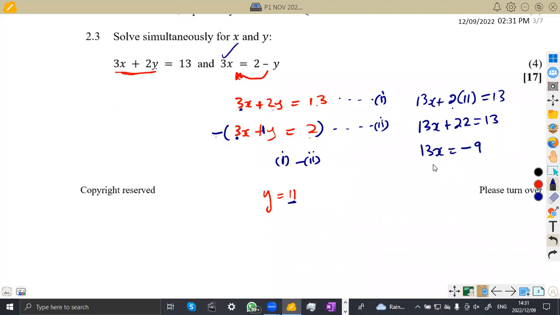So we can divide by 3. Where am I having 13x? This is 3x, not 13. I hope someone saw this part and asked where the 13 is coming from. That's the 3x there. So x is equivalent to -9 divided by 3, that is -3. So this is 3x, not 13x.